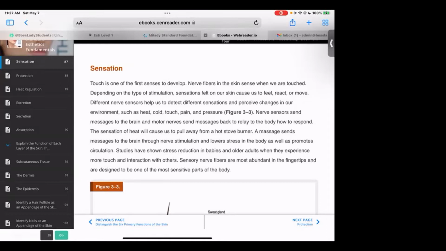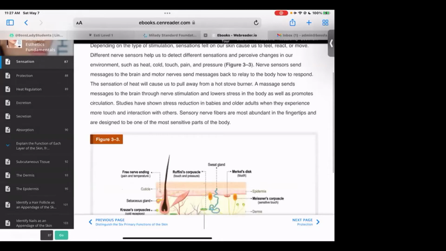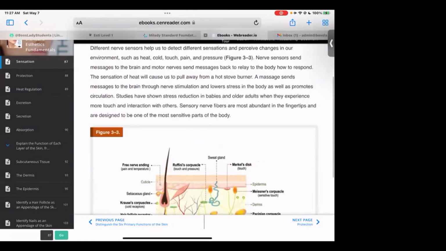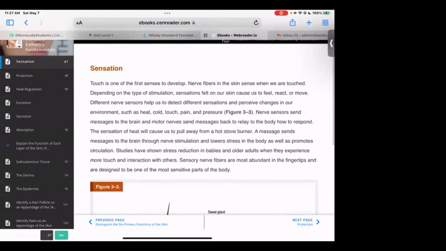Sensory nerve fibers are most abundant in the fingertips and are designed to be one of the most sensitive parts of our body. So when it comes to sensation, it helps us detect or perceive changes in our environment, such as heat, cold, touch, pain, and pressure.